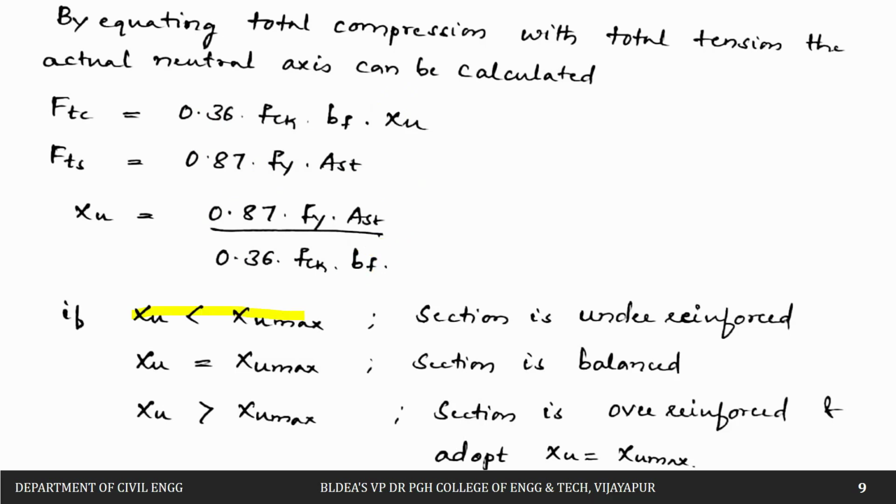If XU is less than XU max, we have already seen the section will be under-reinforced. If XU is equal to XU max, the section will be balanced. If XU is greater than XU max, then the section is over-reinforced. If it is an over-reinforced section, we have to take XU equal to XU max. You cannot take a value greater than this. So whenever XU exceeds XU max, remember, we will take XU equal to XU max and further analyze and design the beams.